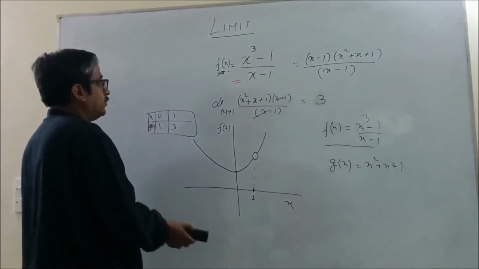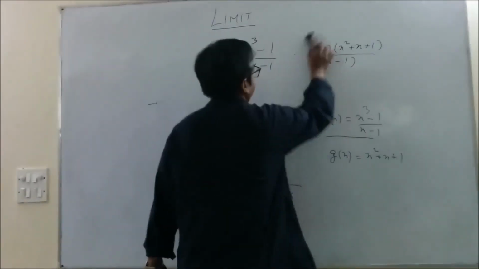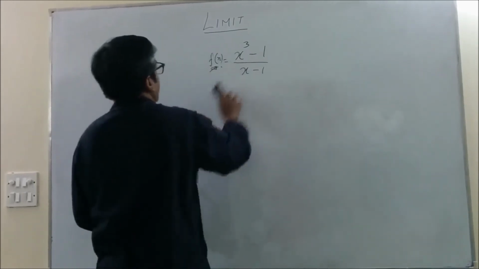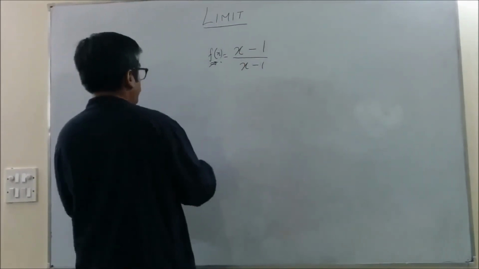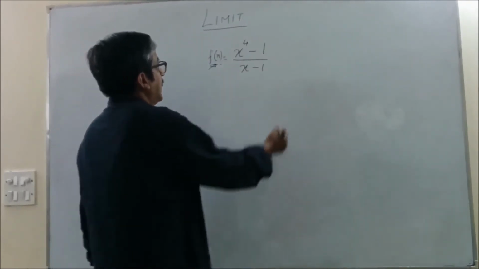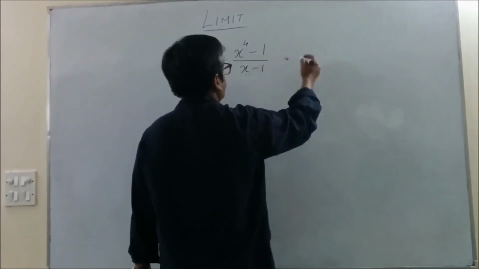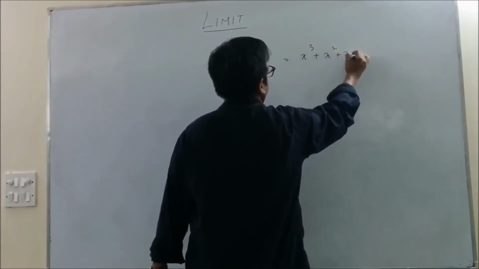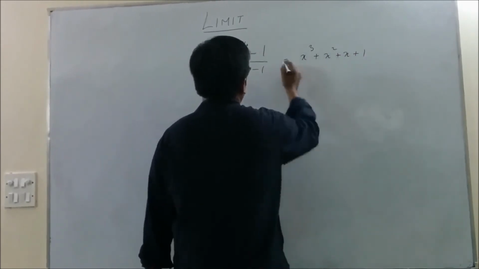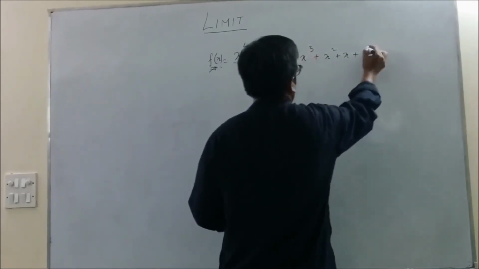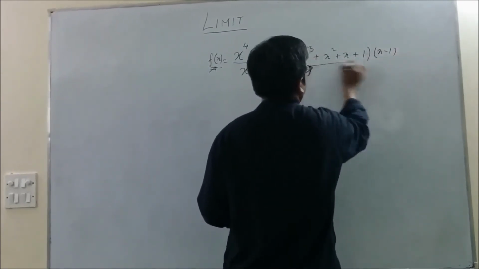Similarly, you can continue this for the higher order function. I'll just do it for one more, which is x to the 4 minus 1. Again, if you do the division, you will see that that's equal to x cube plus x square plus x plus 1 when x is not equal to 1. So for the timing, I will write this as x to the 4 minus 1 by x minus 1.